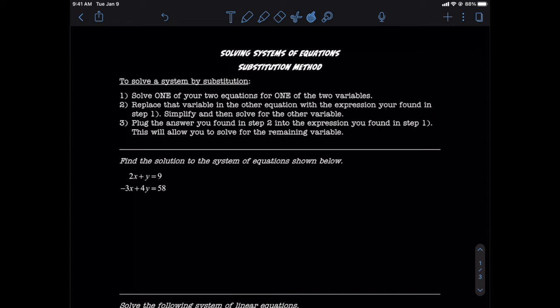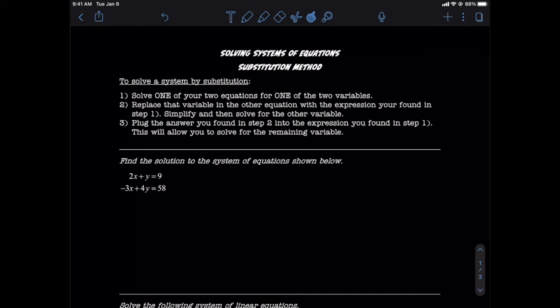It's like synonyms in your English class, but you didn't come here for no English lesson, and you probably don't care too much about what it means for two things to be equal. This video is meant to teach you how to solve by substitution, so let's dig down here and see what we're supposed to do. Right, the steps are up here on the screen.